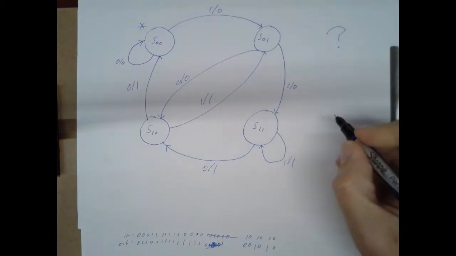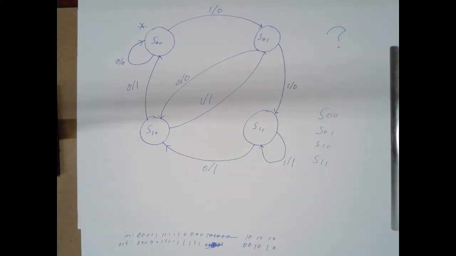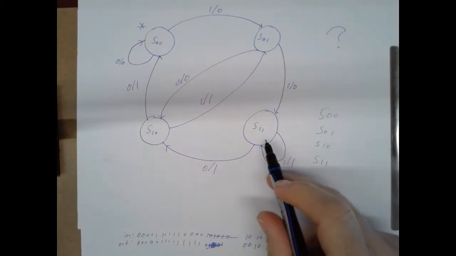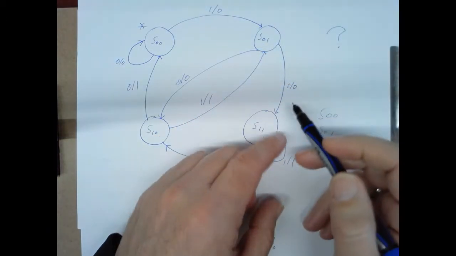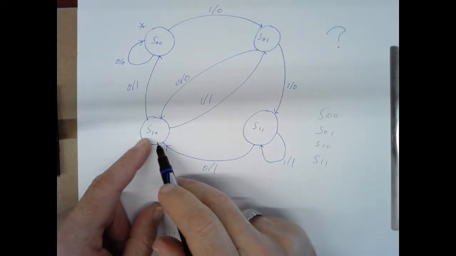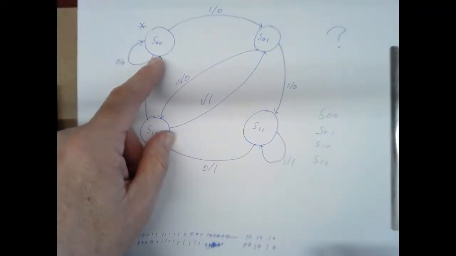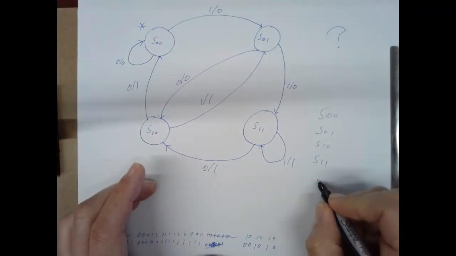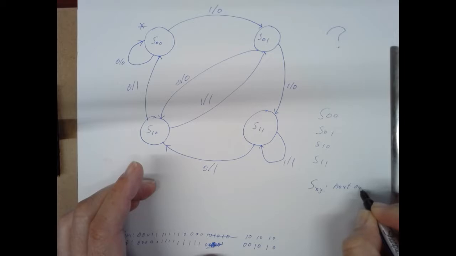Okay, so this is another way to look at these, is try to figure out what the states do, right? And this is a key observation. If you're in state 1 1, your output's always going to be 1. If you're in state 0 1, your output is going to be 0. If you're in state 1 0, your output's going to be 1. If you're in 0 0, your output's going to be 0. So if you're in state S X Y, your next output is X.